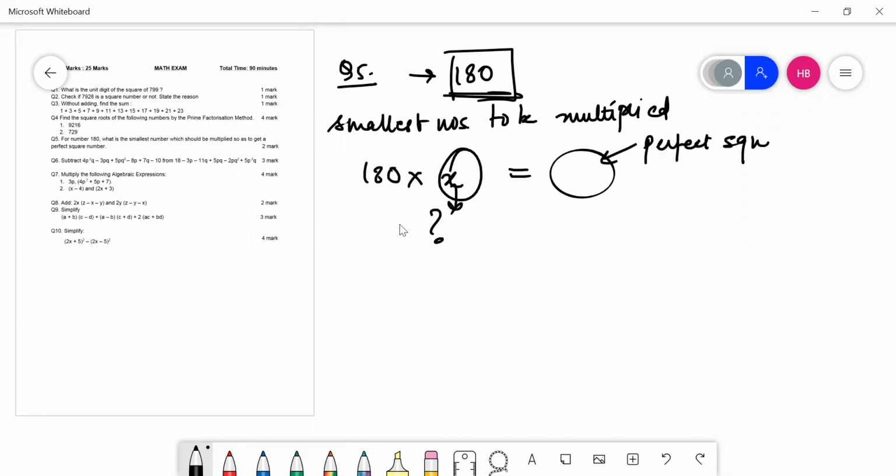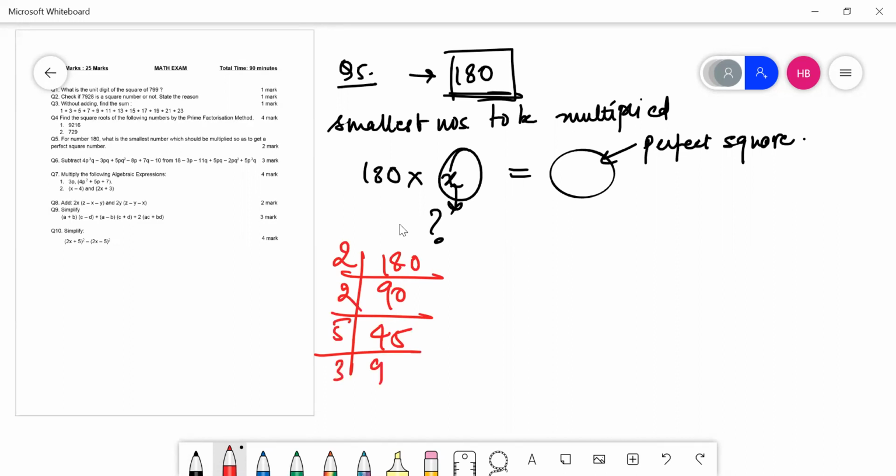Okay. To do such types of questions, the first step is again prime factorization. And why am I doing the prime factorization? Let's see. 0 is the last digit, so it's an even number, so I can divide it by 2. 90, 2, 45, 5 nines are 45, 3 threes are 9, 3 ones are 3. So 180 can be written as 2 into 2 into 3 into 3 into 5.